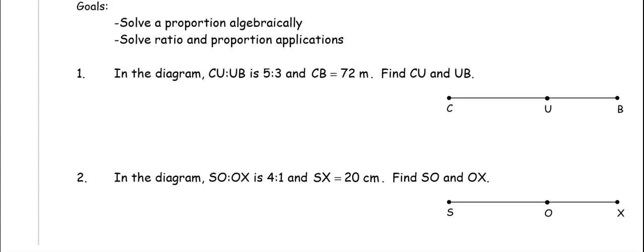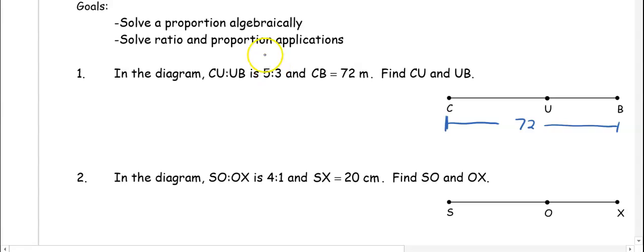This video is about solving proportions algebraically and solving ratios and proportion applications. So in number 1, we have a diagram. CU to UB is in the ratio of 5 to 3, and CB is 72 meters. Find CU and UB. So we know that the whole length of this segment is 72.